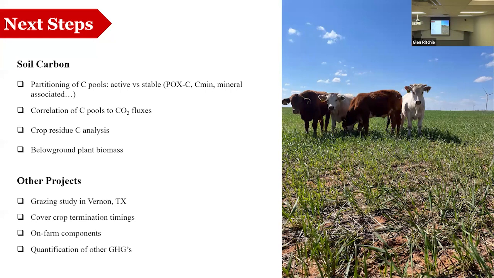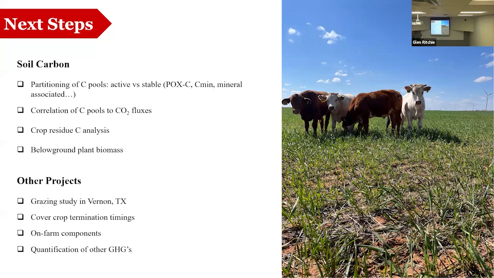And we want to see the correlation of those carbon pools to CO2 fluxes. So if you have a lot more carbon in the active pool, you'll expect to see greater CO2 fluxes. But if more of your carbon is in that stable pool, you would expect to see your annual CO2 flux rates to be a lot lower.